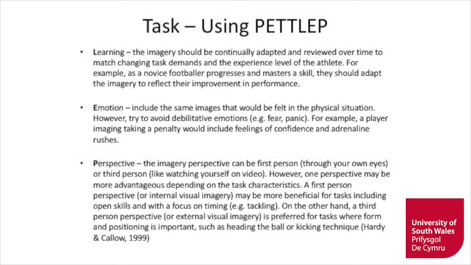A first-person perspective, this is what we call internal visual imagery. It may be more helpful for tasks including open skills and tasks with a focus on timing, such as tackling in football. On the other hand, a third-person perspective, or an external visual imagery, is preferable for tasks where form and positioning is more important, such as heading the ball or perhaps a kicking or passing technique. Okay, so we need to be aware of that and we need to use it in the right way.